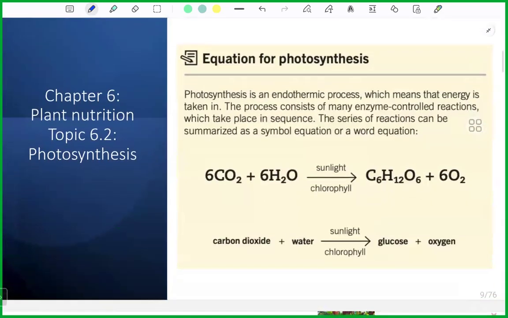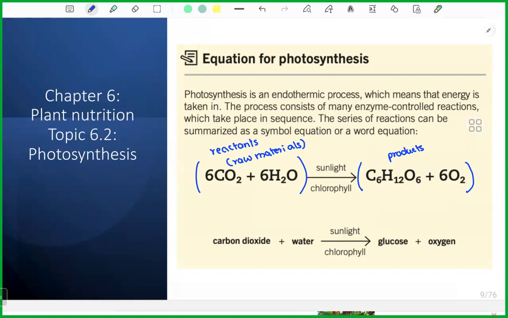This is FYI, so you don't need to worry about this too much. But this is the thing that you have to be familiar with, and you need to ace this equation. You can see carbon dioxide plus water, which we consider the reactants, or sometimes the raw materials. They combine in the presence of chlorophyll and light, so in the presence of sunlight, they produce glucose and oxygen. This side would be the products, right? So 6CO2 plus 6H2O gives C6H12O6 plus 6O2.